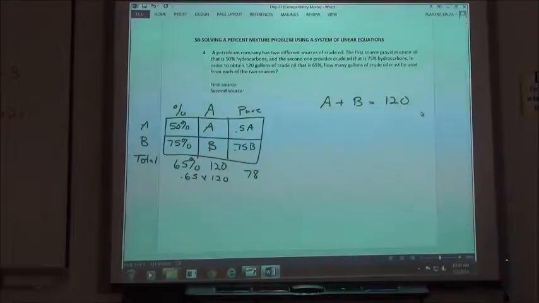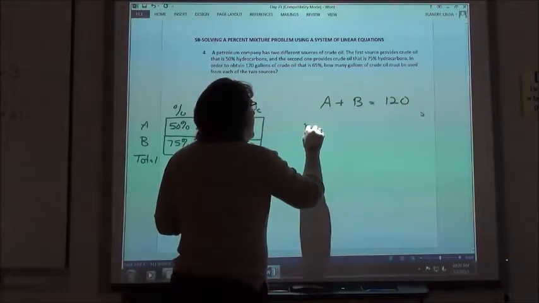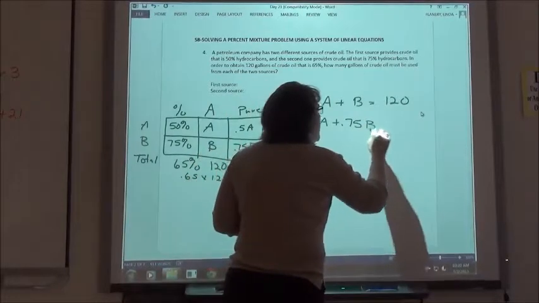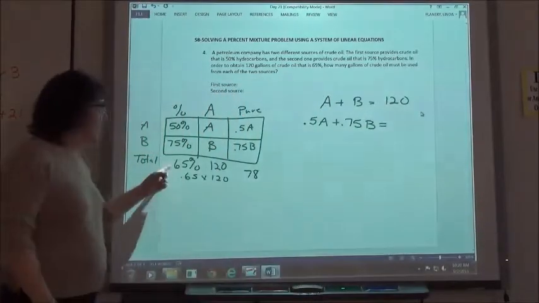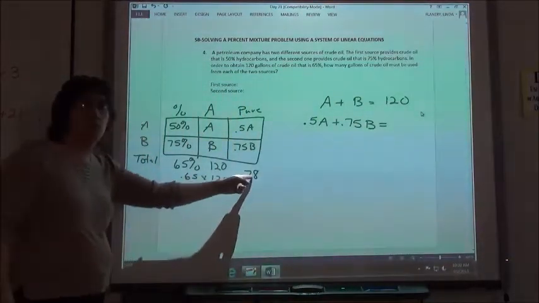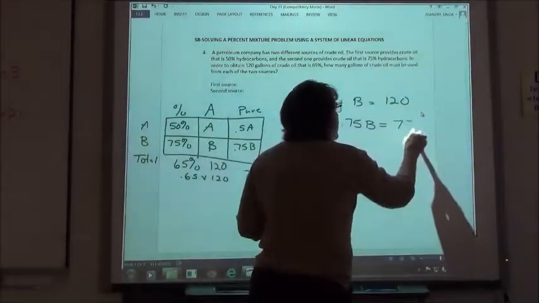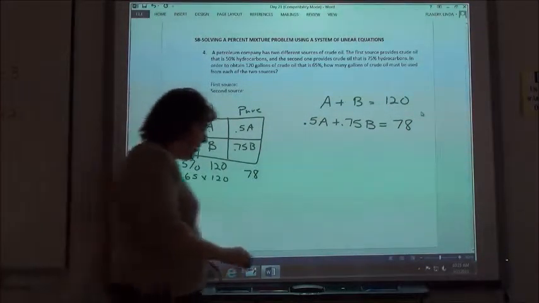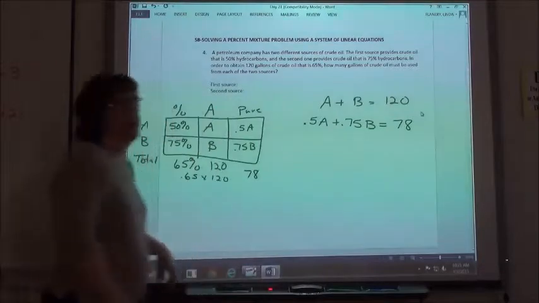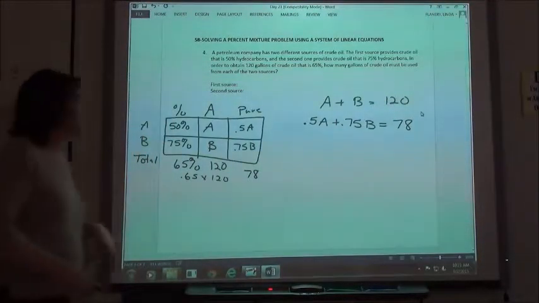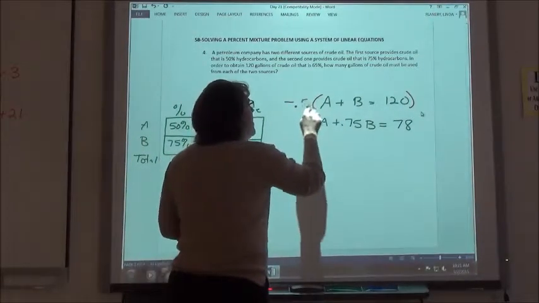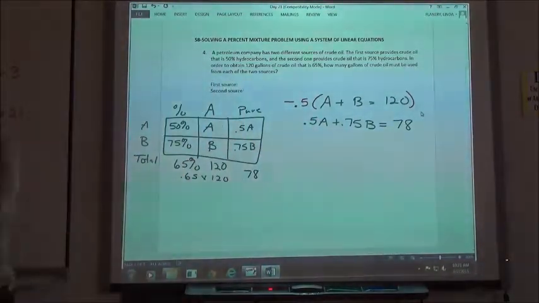My other equation comes from my percents. 50% of A plus 75% of B is going to equal my 65% of 120, which we said was the 78. And so again, we can solve by either addition or substitution. I like the addition method better. So I'd probably just take my top equation times negative 0.5 so that we can eliminate the A's there.